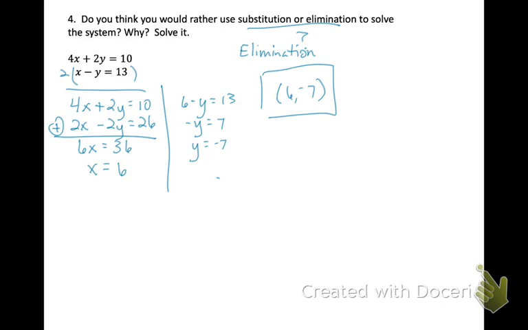So the solution of this system is these two lines, if we graph them, would cross at the point 6, negative 7. And if we plugged that x and y value into each of those equations, we would get true statements. All right, that concludes the highlights for Concept 3.